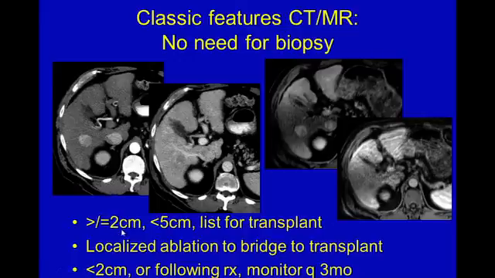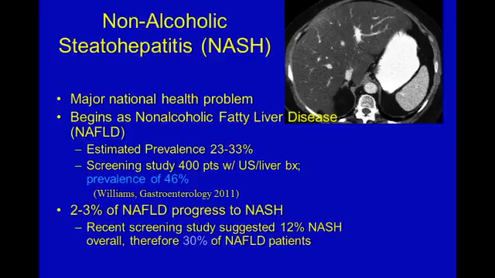And if it's greater than 2 centimeters or less than 5 centimeters, these patients will be listed for liver transplant. If it's bigger than that, or if the patient has already a diagnosis here, we will perform localized ablation to try to get that lesion under control and to keep the patient from developing complications from that lesion, to get them to transplant. And we're going to be monitoring these patients every 3 months at this point by CT or MRI to look for recurrence. I want to close with a couple of specific diseases that actually also lead to cirrhosis.